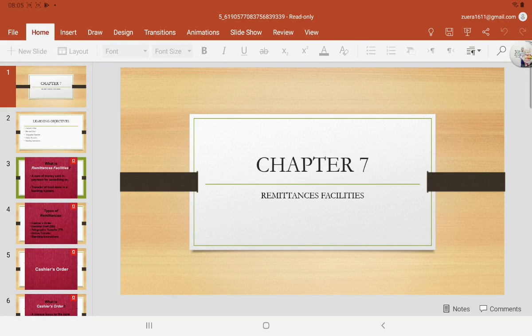Assalamualaikum students. So for today, we will go through a new chapter, which is chapter 7, about the product offered by the commercial bank that we can call remittances facilities.